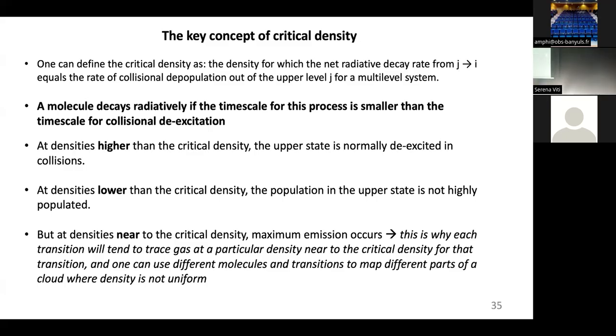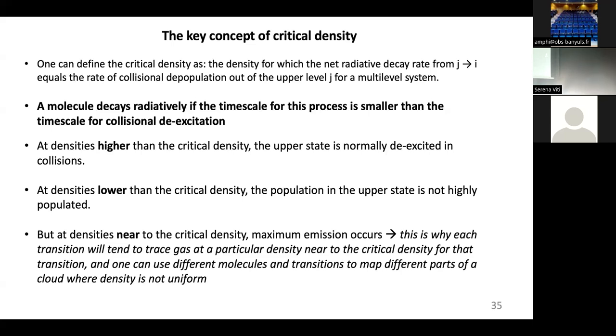Another key concept to keep in mind, which I don't have the time to go through, but I'm just putting the slide here for you to have a look at later, is the concept of critical density. For now, all you need to know is that each transition of each molecule has a specific critical density. A critical density is the density for which the net radiative decay from an upper level to a lower level equals the rate of collisional depopulation out of the upper level. A lot of jargon here for those of you who don't remember spectroscopy.